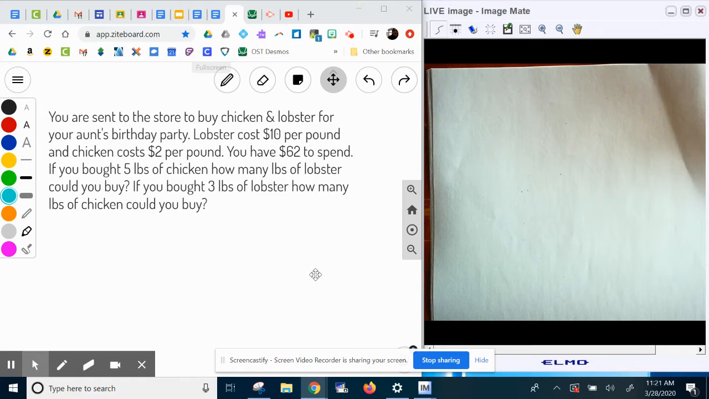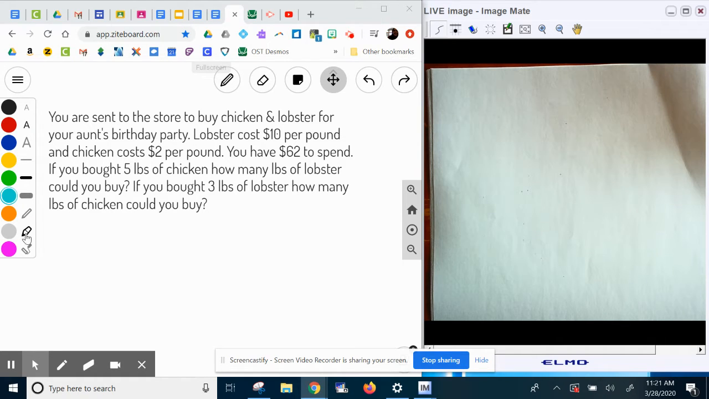So this problem says you're sent to the store to buy chicken and lobster for your aunt's birthday party. Lobster costs $10 per pound. Chicken costs $2 per pound. You have $62 to spend. If you bought 5 pounds of chicken, how many pounds of lobster could you buy? If you bought 3 pounds of lobster, how many pounds of chicken could you buy?